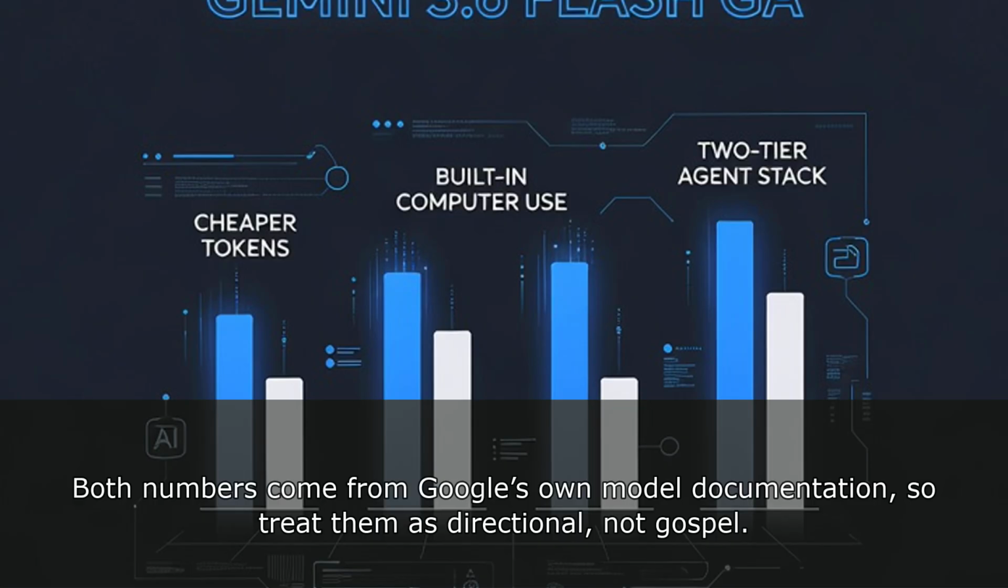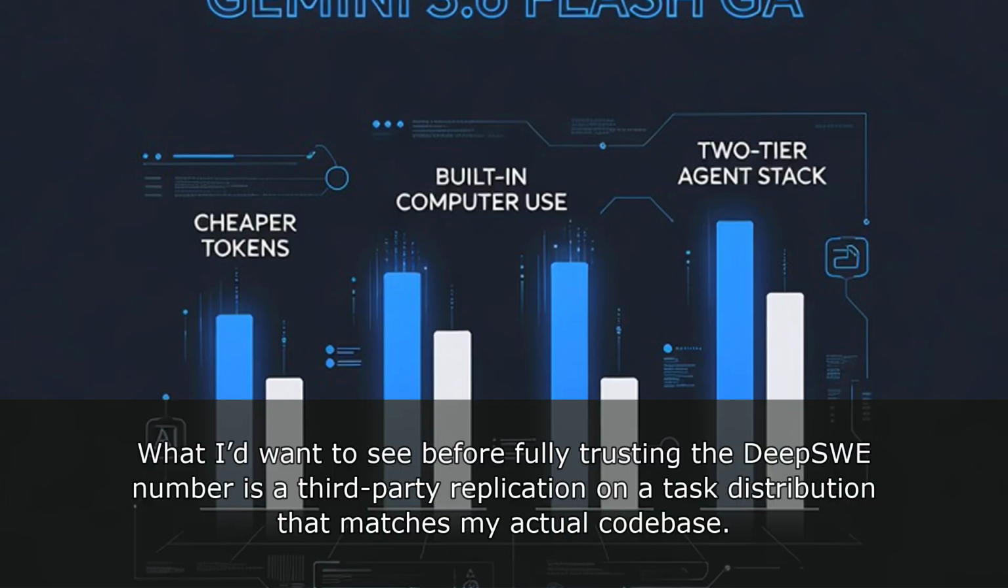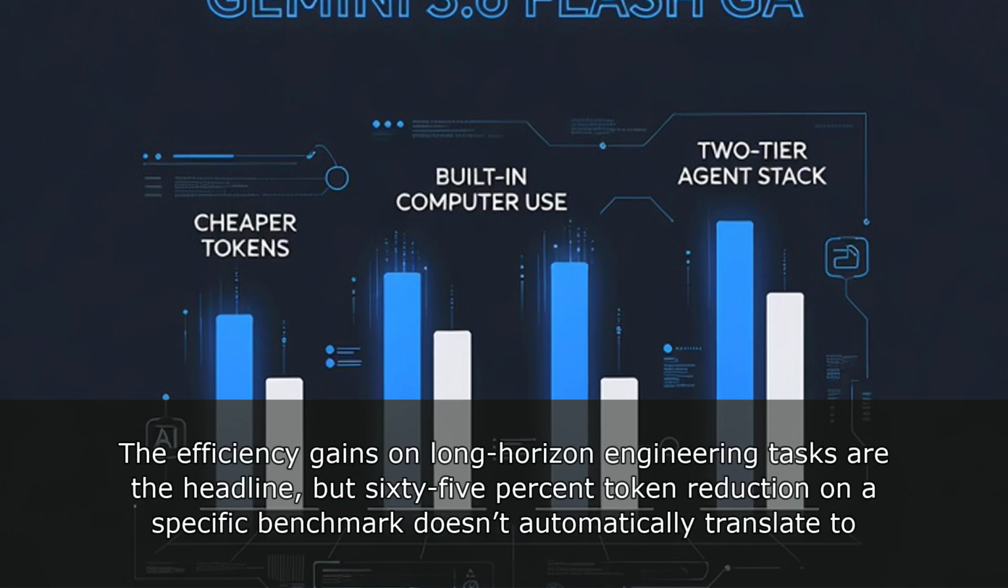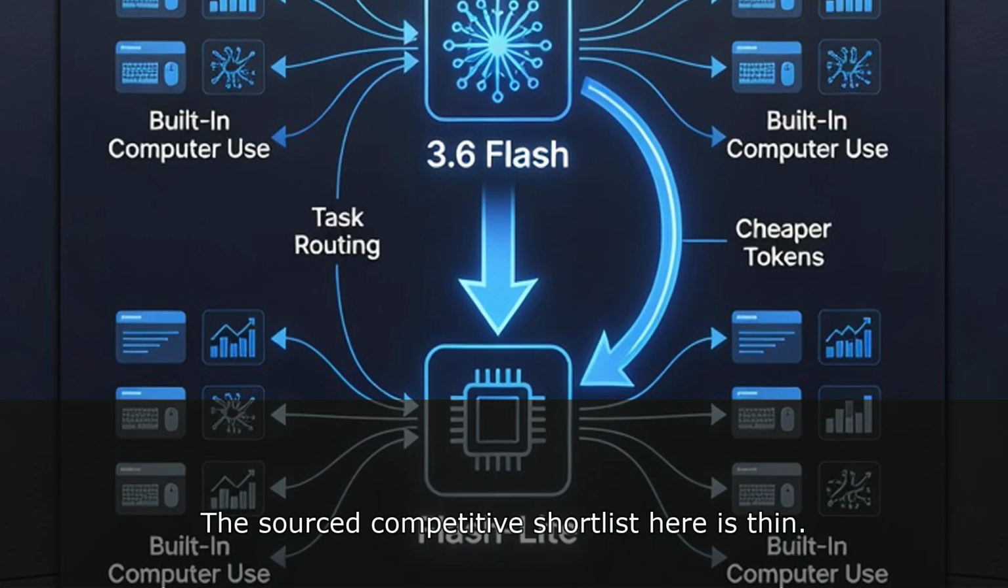What I'd want to see before fully trusting the Deep SWE number is a third-party replication on a task distribution that matches my actual code base. The efficiency gains on long horizon engineering tasks are the headline, but 65% token reduction on a specific benchmark doesn't automatically translate to 65% on your multi-step agent loop.